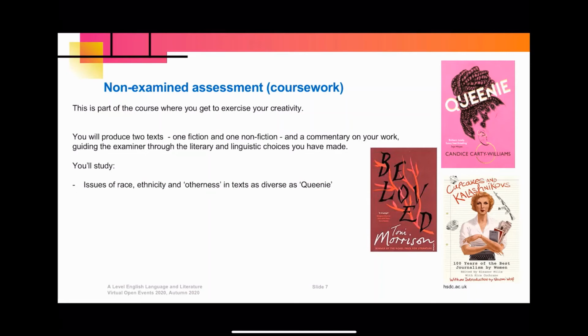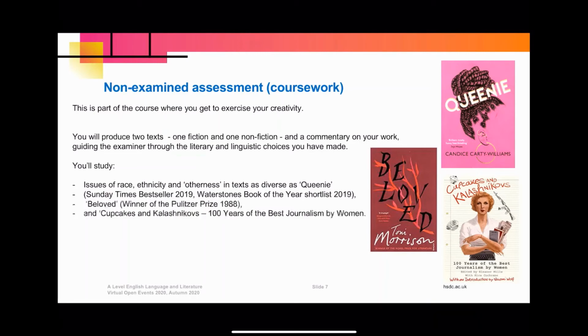You'll study issues of race, ethnicity and otherness in texts as diverse as Queenie, which was the Sunday Times bestseller last year and was also on Waterstones Book of the Year shortlist. You'll also look at Beloved, which won the Pulitzer Prize in 1988, and Cupcakes and Kalashnikovs, 100 Years of the Best Journalism by Women.